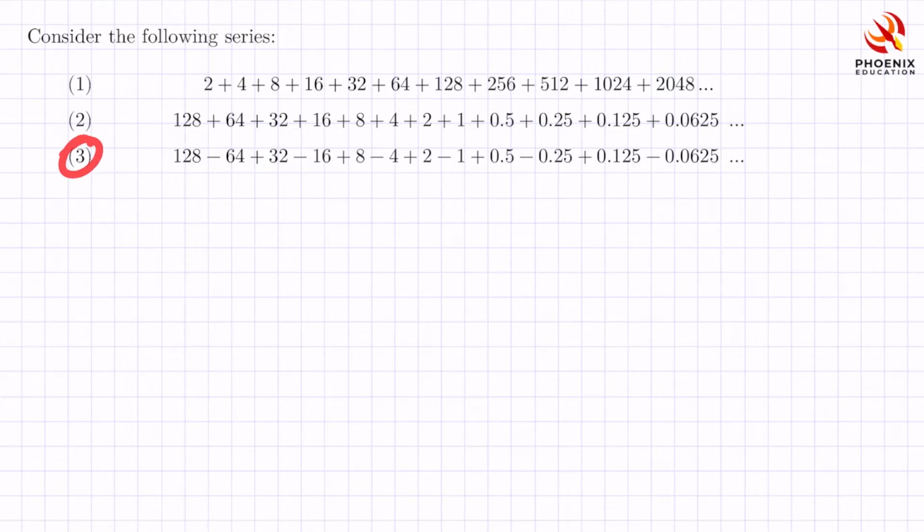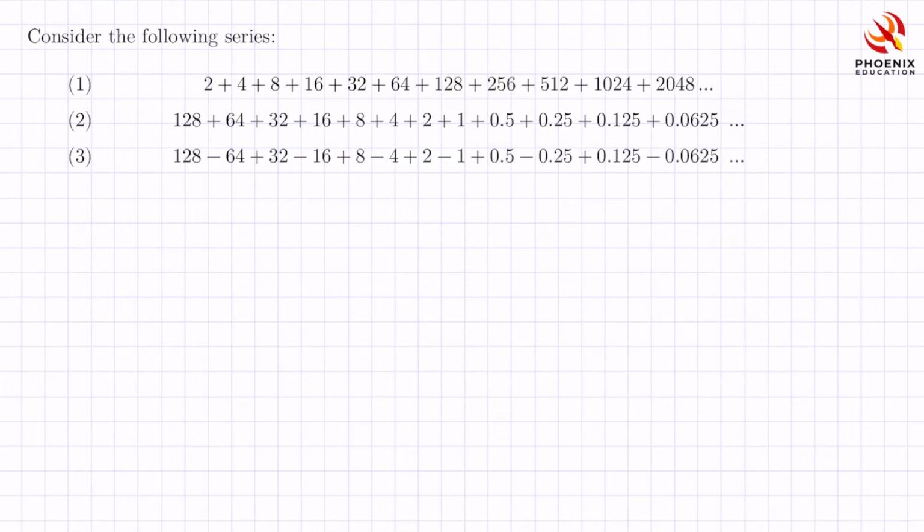In the third series, we have something really similar to the second series. You can see that we basically have the same terms, but this time the signs alternate. And this is because the common ratio is now negative half instead of positive half.